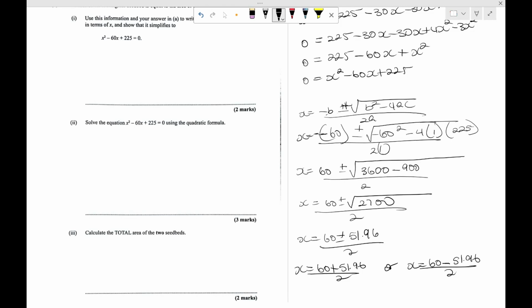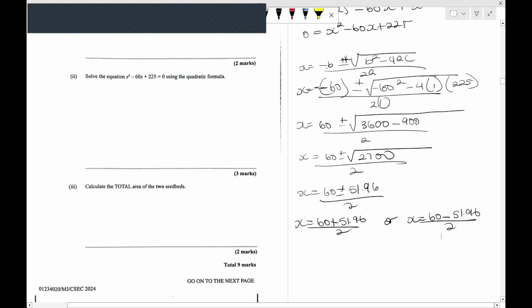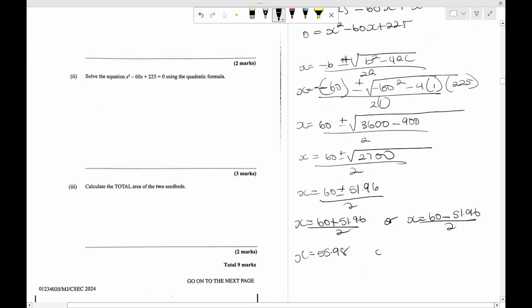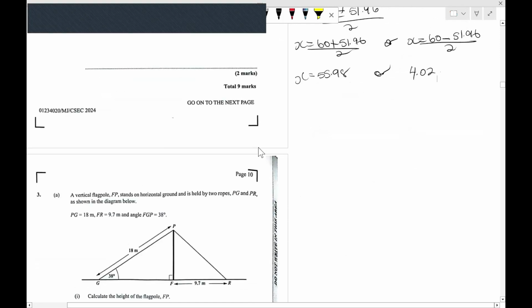Calculator time. So 60 plus 51.96 divided by 2. X is equal to 55.98, or 60 minus 51.96 divided by 2, 4.02. So X is equal to 55.98 or X is equal to 4.02. Ooh, that was a long one. Okay. 2 marks.